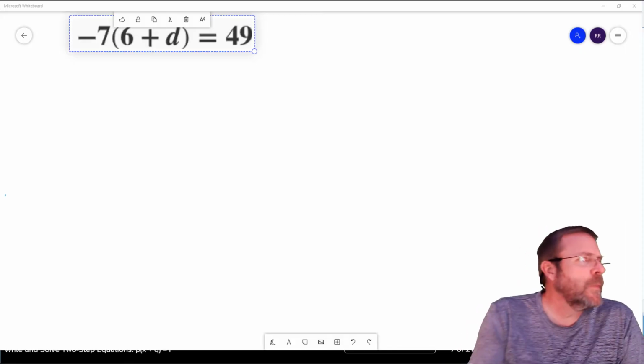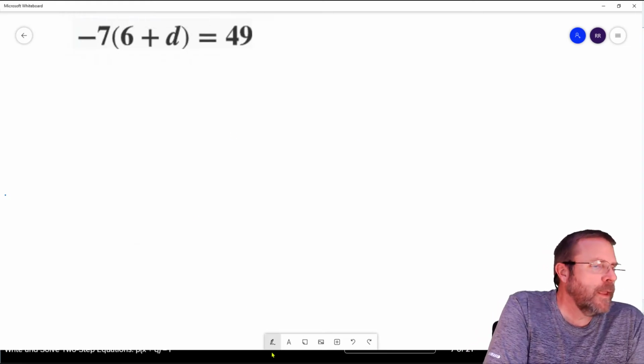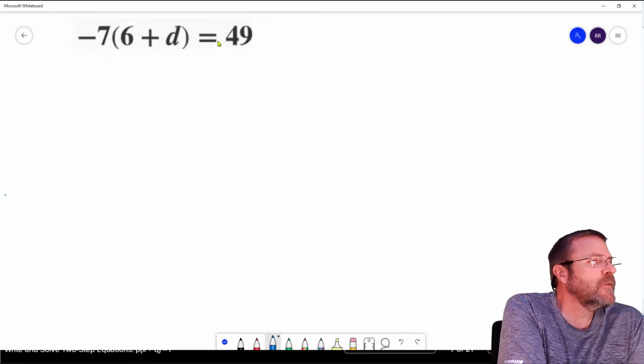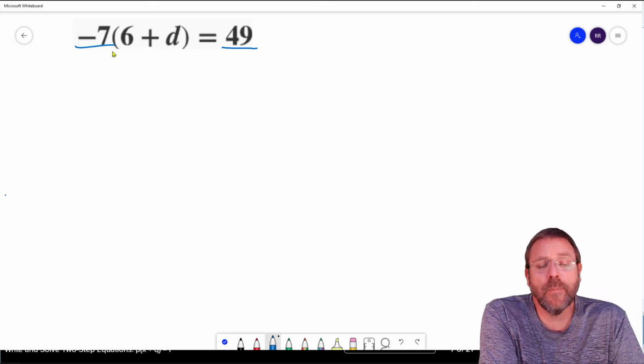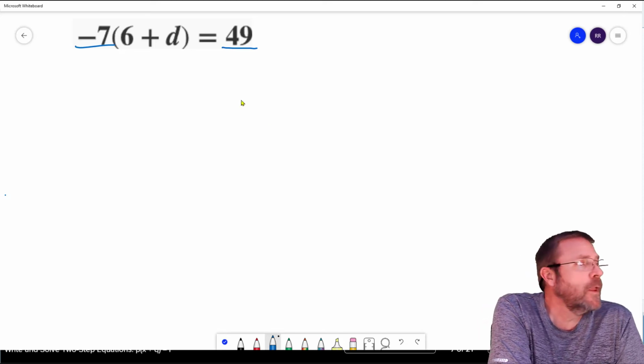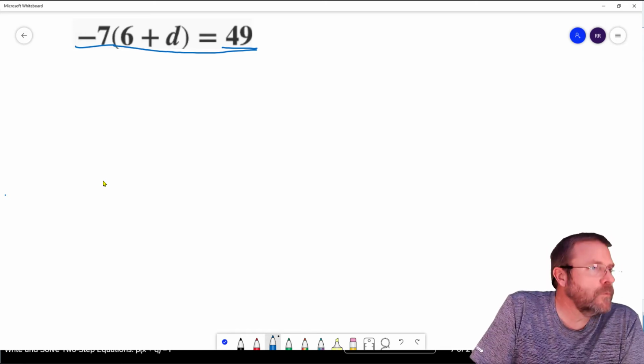Now it's my turn. First question I need to figure out is, which method do I want to use? And the question I would ask for that is, can I divide that number by this number easily? And the answer is yes, I can. They're both divisible by 7, or negative 7 in this case. So that's what I'm going to do. Whoops, drew that line too far.